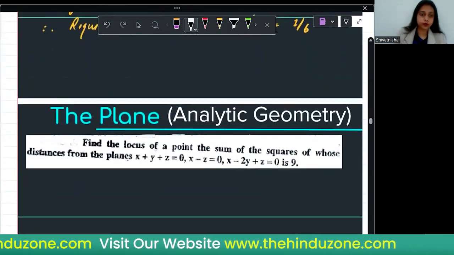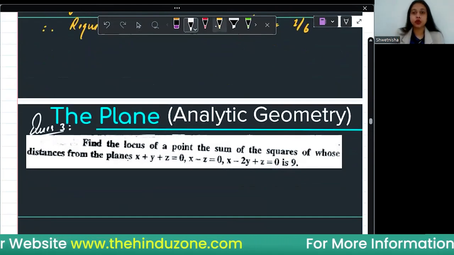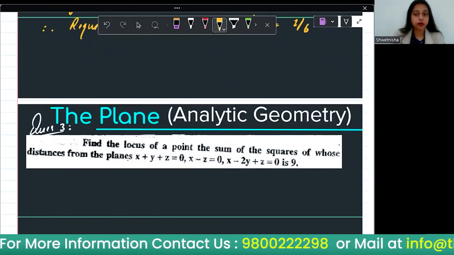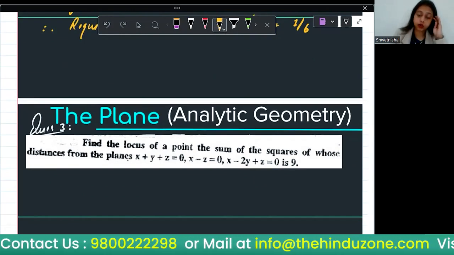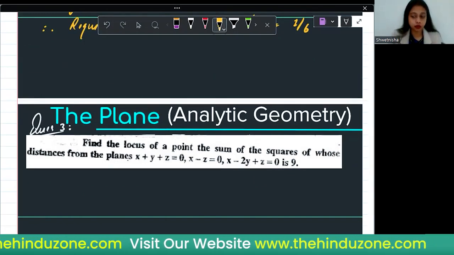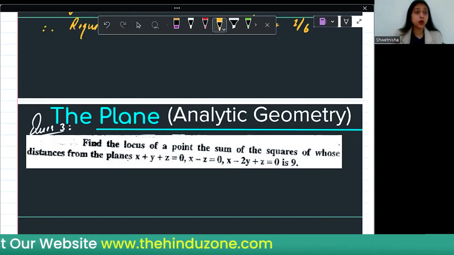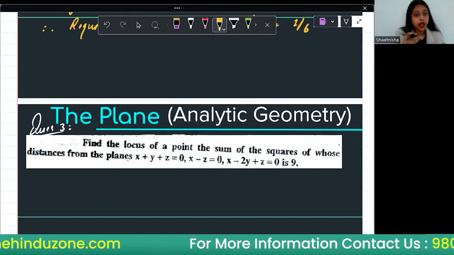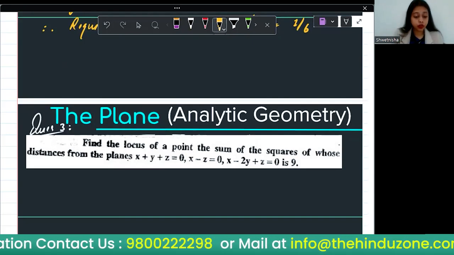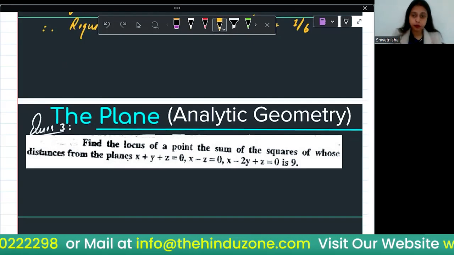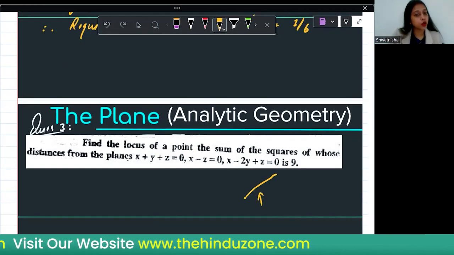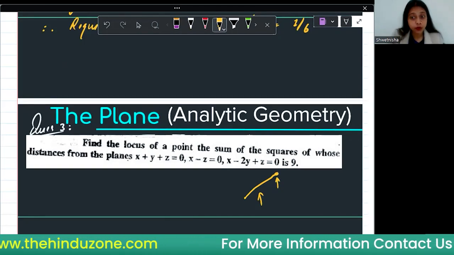Next we have question number 3. This says, find the locus of the point, the sum of the squares of whose distance from the three given planes is 9. So first of all, what is locus? Most of you are confused whenever this word comes, but there's nothing to worry about. You imagine that there is an ant which is moving in a particular way, and you are tracing the path of the ant. This path is the locus. The point is where the ant is moving.